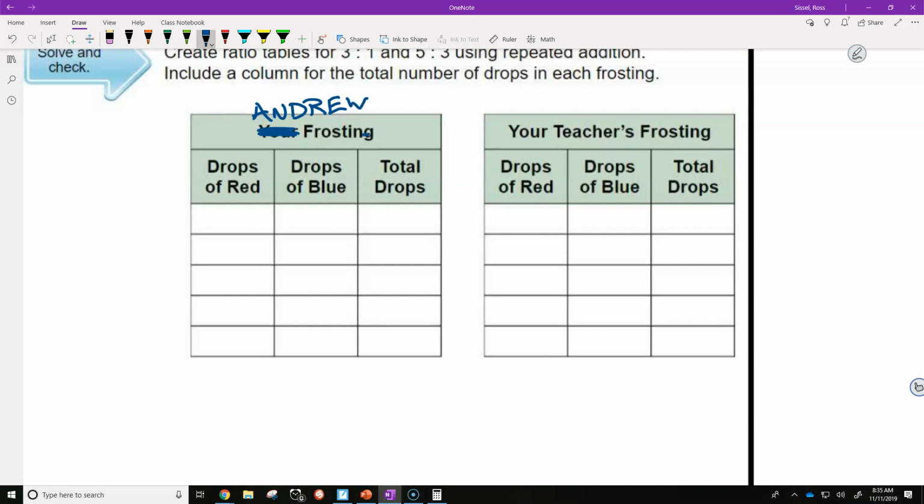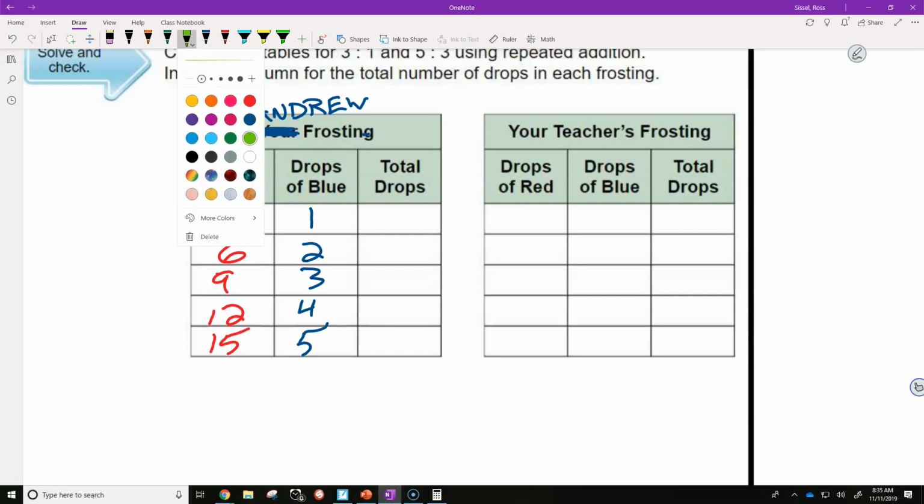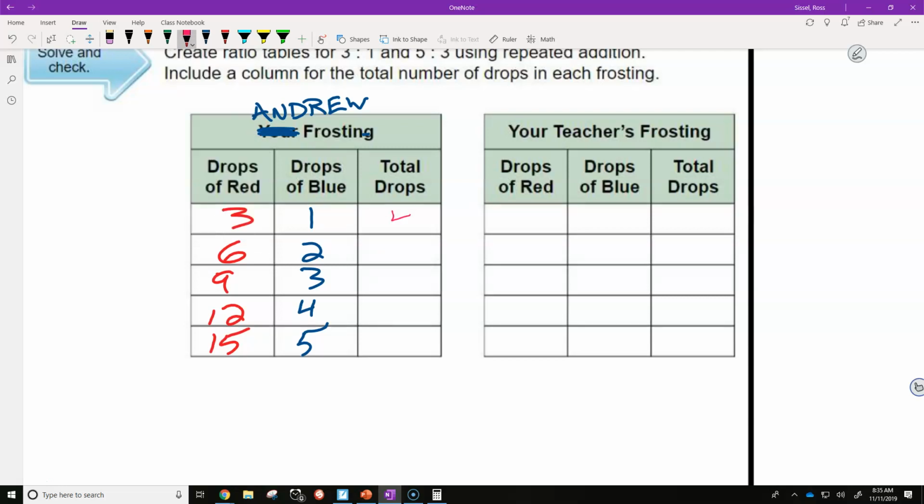For Andrew's frosting, drops of red, we said 3, 6, 9, 12, 15. Blue, 1, 2, 3, 4, 5. And then we'll mix the two. Oh, I should have a purple. Do I have a purple? Ooh, it's like a purplish red. Great color. 4, 8, 12, 16, 20.